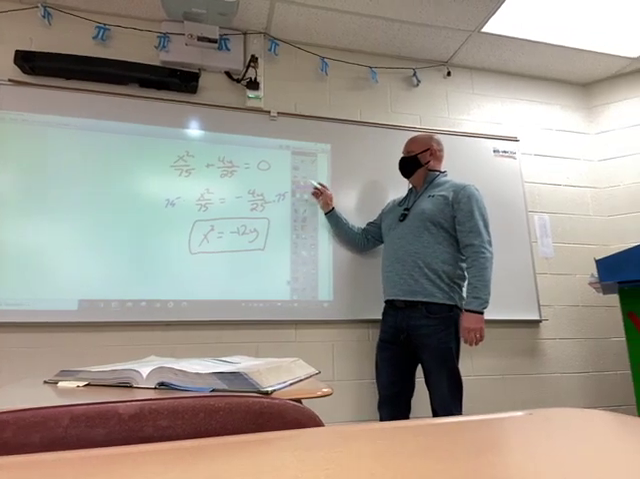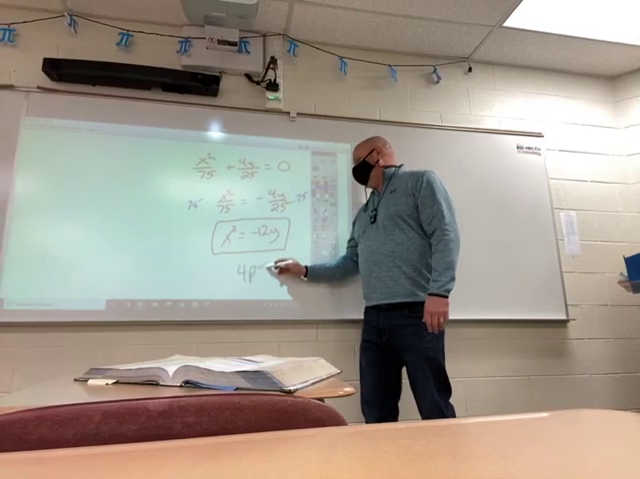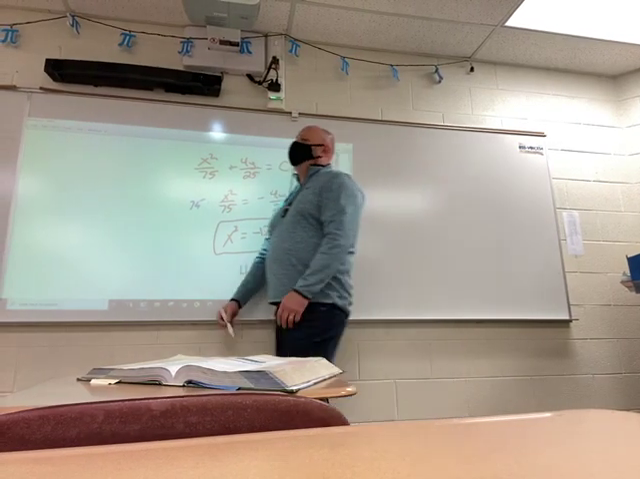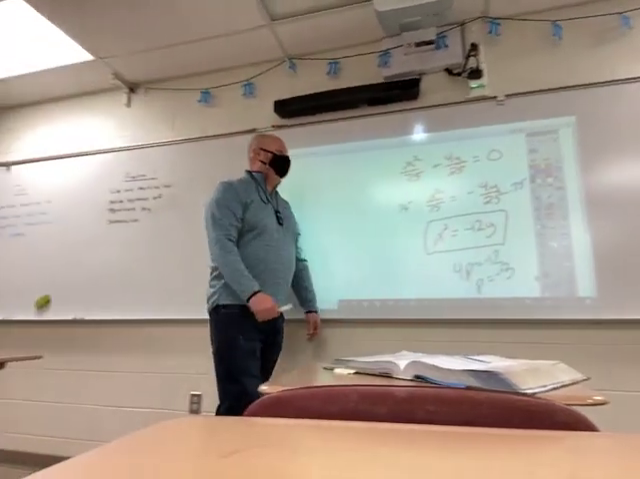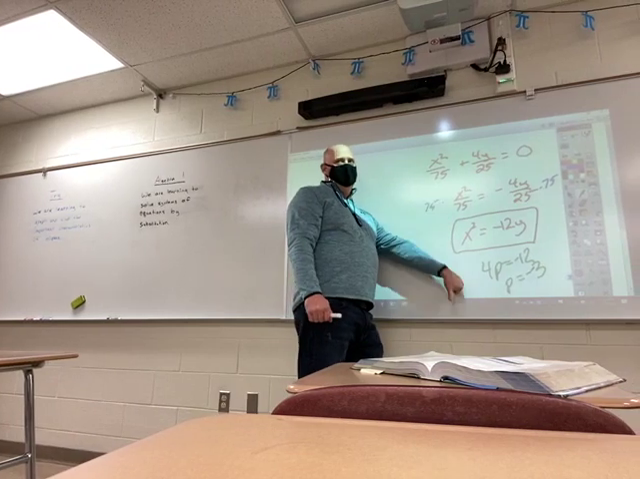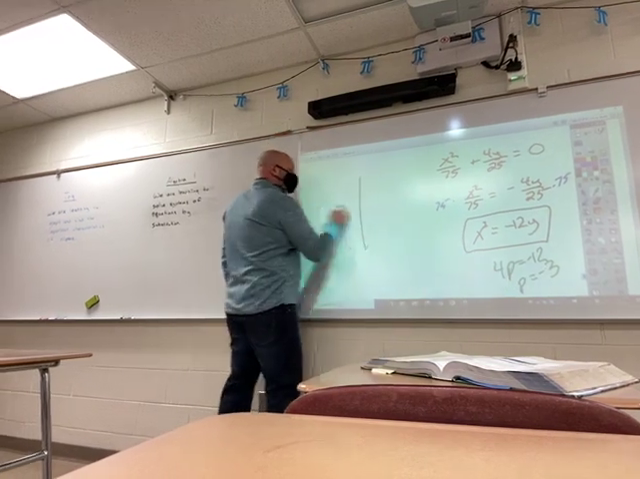Which means what do we do once we get it in standard form? We take that 4p and we set it equal to our negative 12. So p is equal to negative 3. So what direction is this parabola going to go? Up, down, right, or left? X is squared, so up or down. P is negative, so we go down.